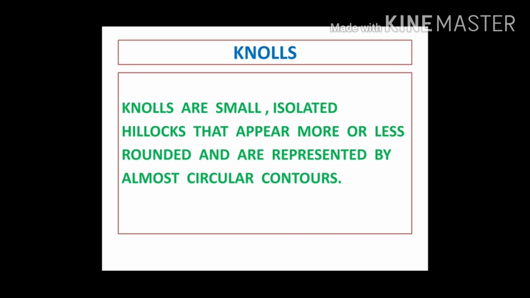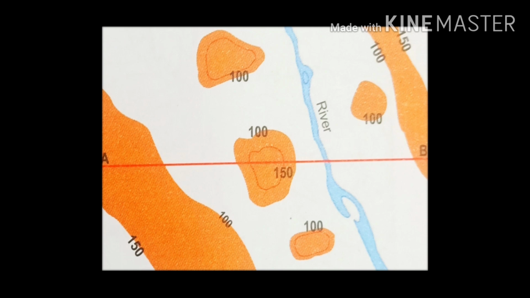Now knolls. What are knolls? They are small isolated hillocks that appear more or less rounded and are represented by almost circular contours. So see the picture. Students, you can see this. The height is also less. Along the river you can see small knolls are there. Their height is not more than 150 meters above sea level.